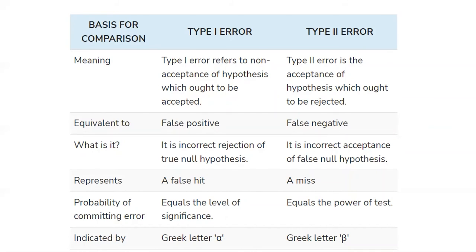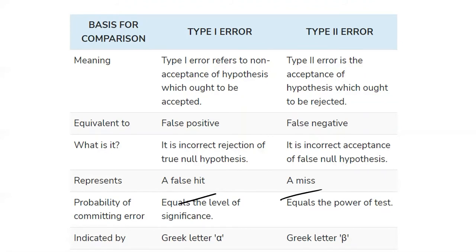Okay, then the third point comes. Type 1 error is incorrect rejection of null hypothesis, and type 2 error is incorrect acceptance of a false hypothesis. When the null hypothesis was false and you accepted it, it will result in type 2 error. Okay, then type 1 represents a false hit and type 2 error represents a miss.